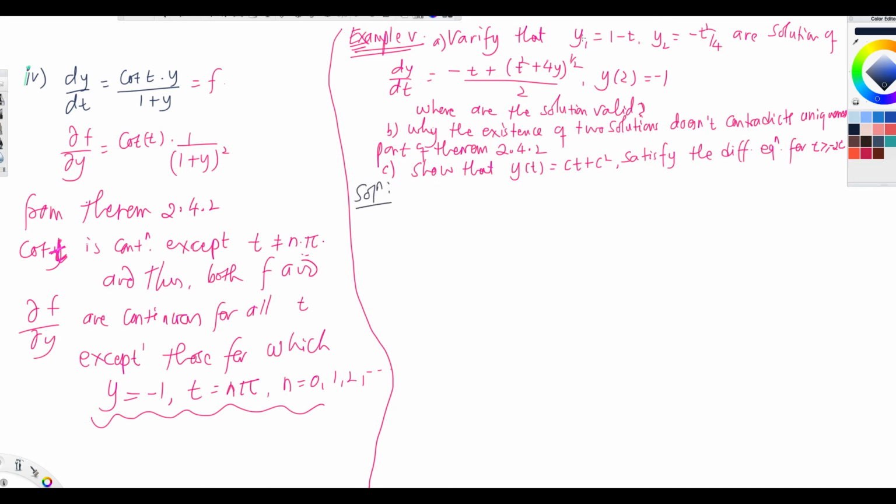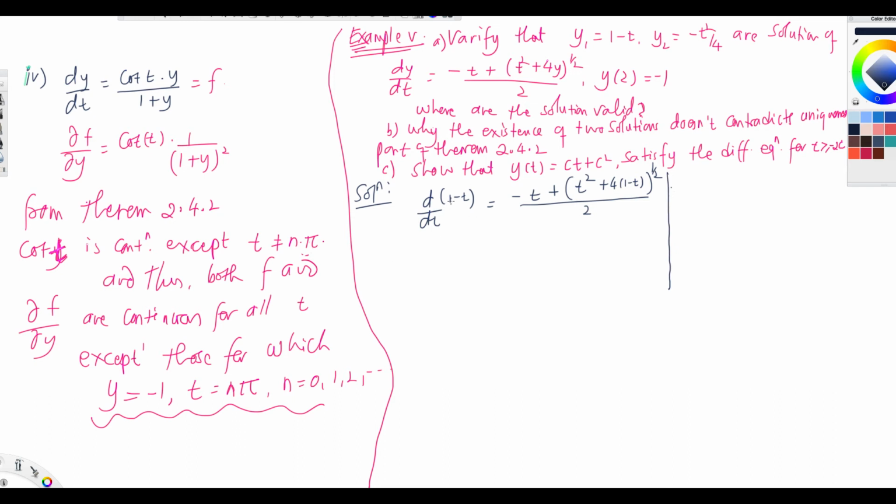So when y1 is 1 minus t, you plug in here, right? And then you should get left side and the right side equal. So what do you get? d over dt of 1 minus t equals negative t plus the square root of t square plus 4 times 1 minus t, I'm replacing y by 1 minus t, okay? Divided by 2, right? What do you get? So let me do it on the next line there. This is for y1 of t, okay? So what do you get?